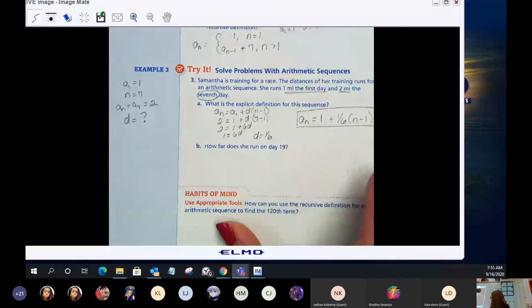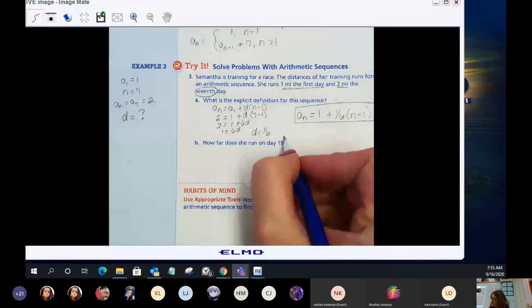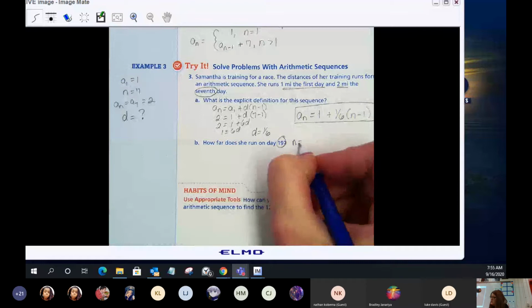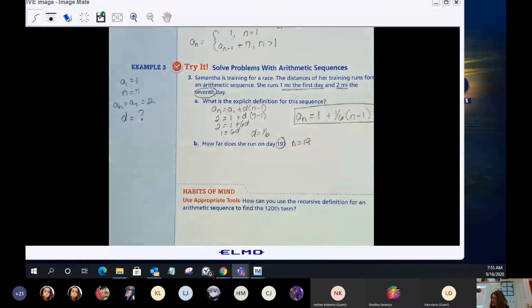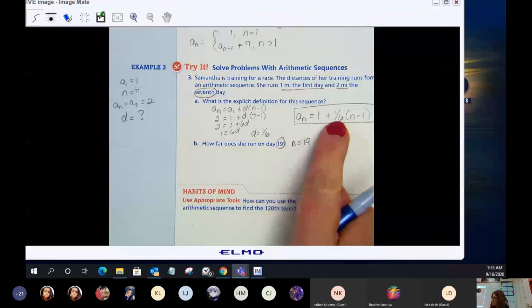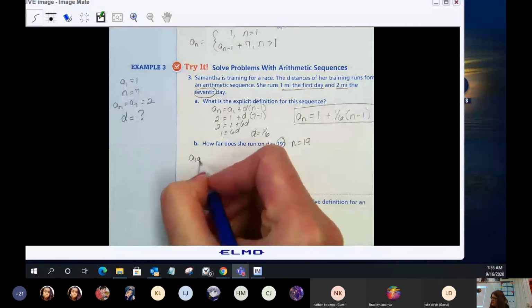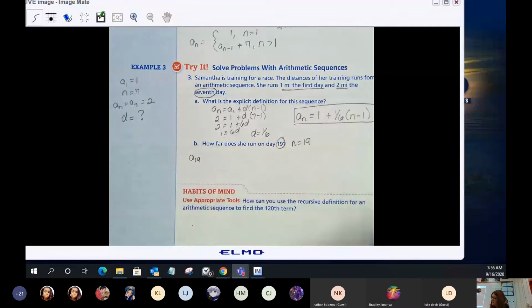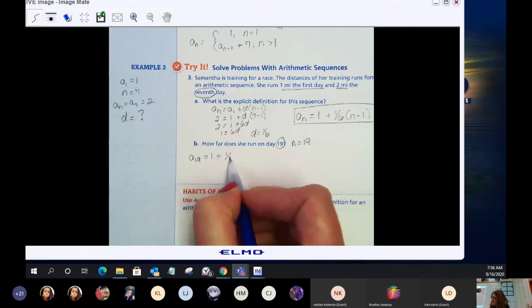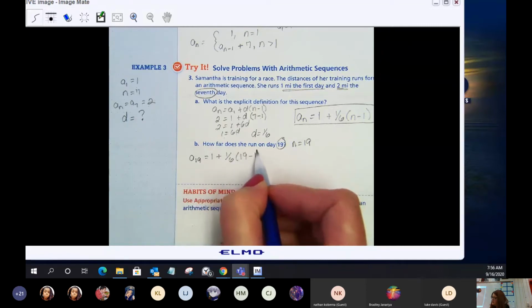So now we are asked how far does she run on day 19? Okay, so that means my term number is going to be 19. So n equals 19. And so I'm going to plug that into my explicit definition. So that means my 19th term, I denote that by saying a sub 19 equals 1 plus 1/6 times 19 minus 1.